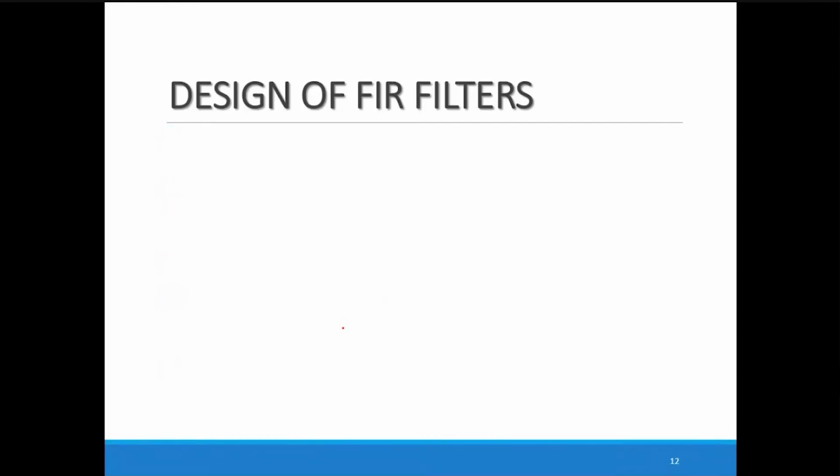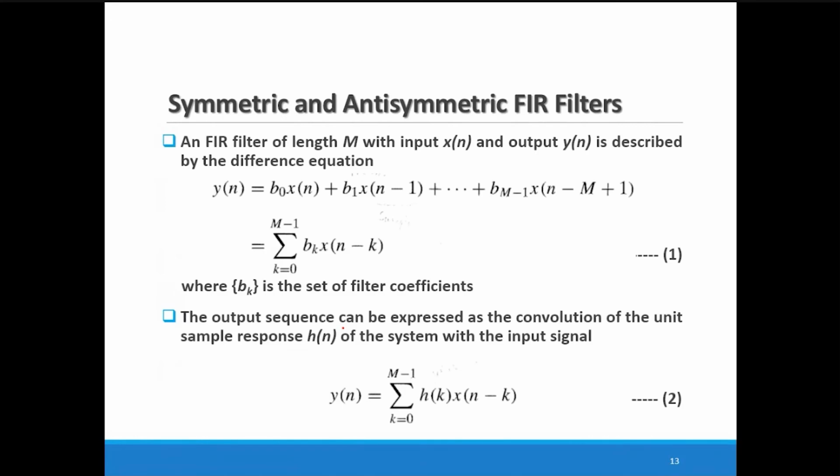Okay, now design of FIR filters. In FIR filters, two types we have to study: symmetric and anti-symmetric FIR filters.